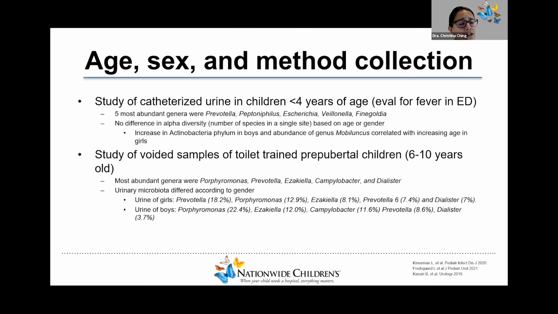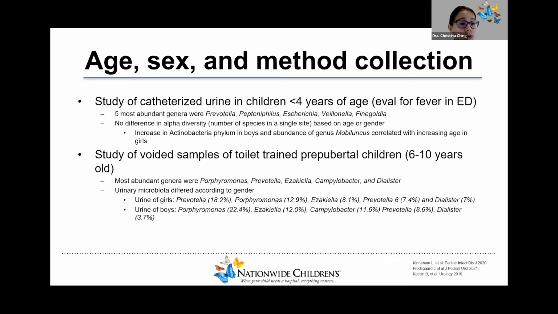Organisms identified in the urinary tract in pediatric patients depends on age, sex, and how the sample is collected. In a study of children who are less than 4 years of age being evaluated in the emergency department for fever with catheterized urine samples, they found the most abundant genera of bacteria to be Prevotella, Peptoniphilus, Escherichia, Veillonella, and Finegoldia. They found no difference in alpha diversity, which is the number of species in a single site, based on age or gender. They did find a difference in the type of bacteria between boys and girls, with boys having Actinobacter phylum and girls having a correlation between the genus Mobiluncus with increasing female age.